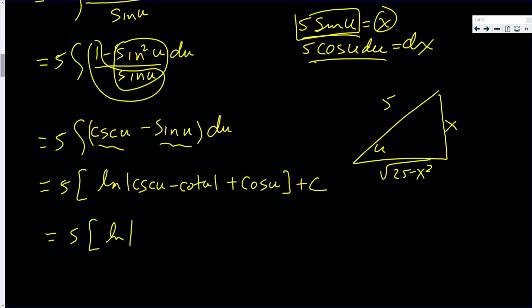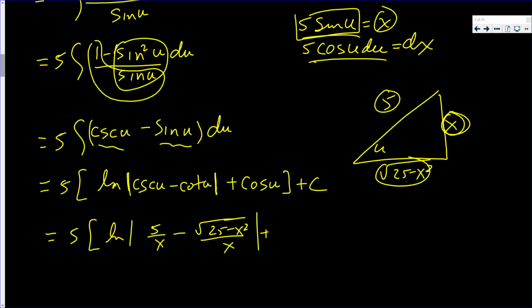So it's ln of the cosecant of u. But that's the reciprocal of sine. So it's going to be 5 over x, minus the cotangent of u, which is this over x, the square root of 25 minus x squared over x, plus the cosine of u, which is this over 5, the square root of 25 minus x squared over 5, plus c.